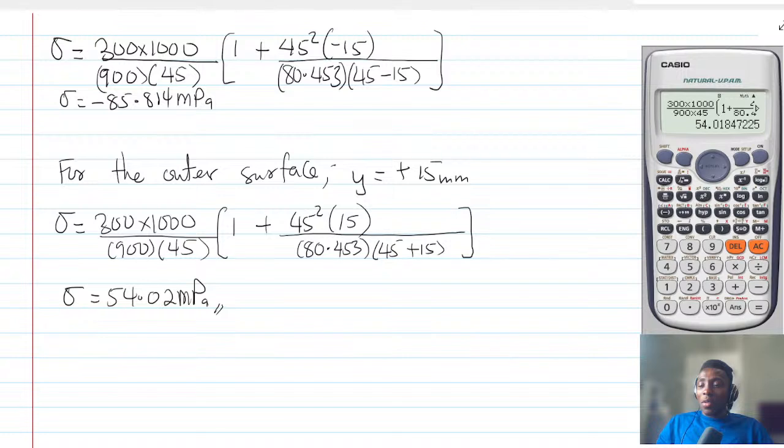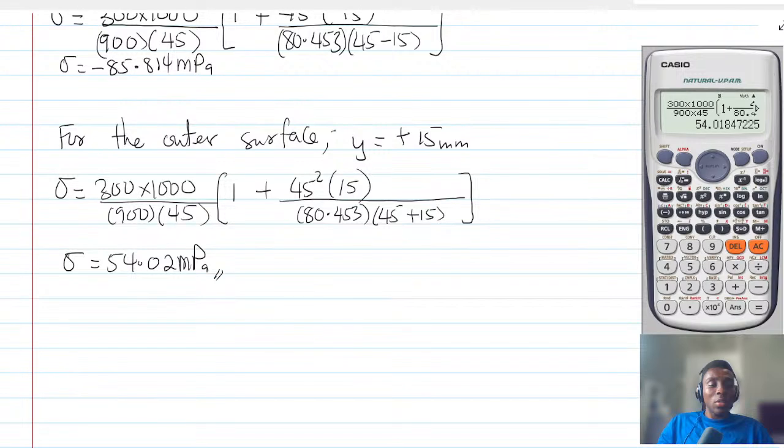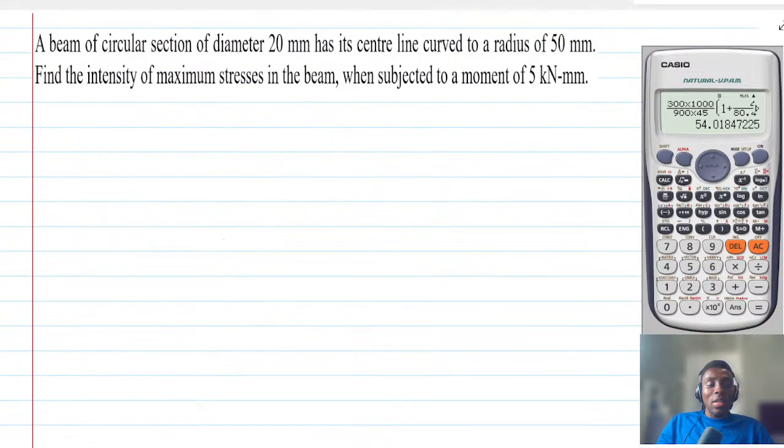Okay, so now I want us to look at another scenario. So I hope now you get the concept. Same concept, but this time round, let's say you have been given a circular cross section.